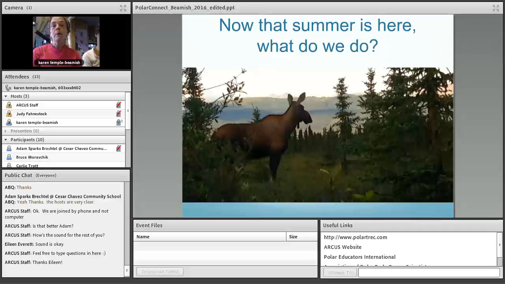So now that the summer has arrived, what do the scientists do? By the way, that was a moose that I got to see from the car as we were driving to the research site.